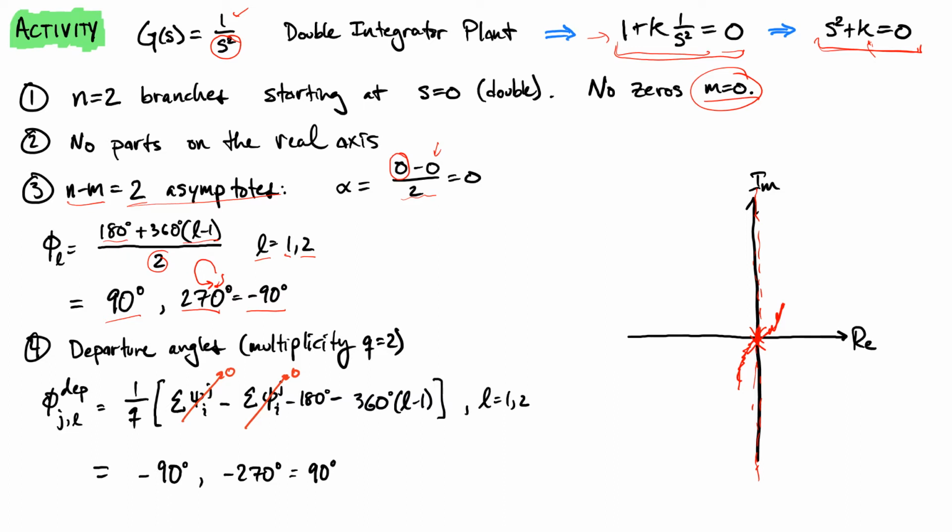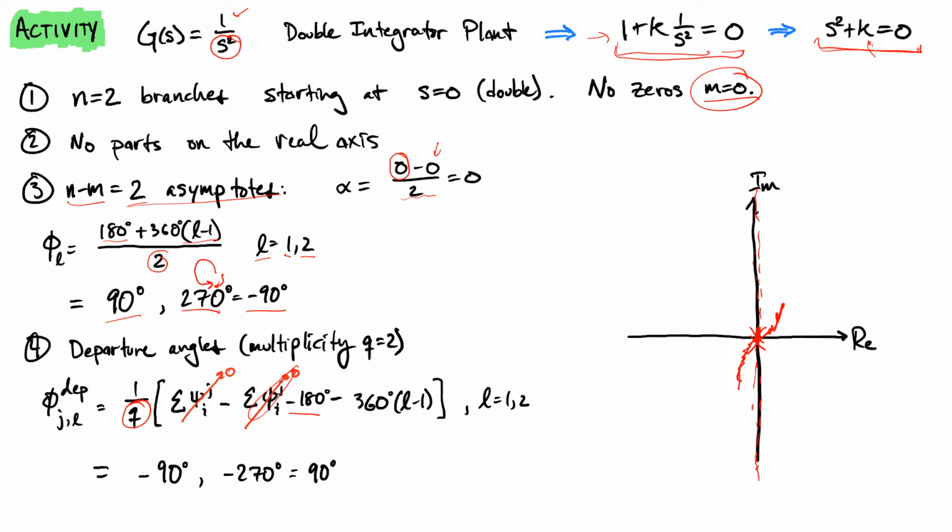So we can measure the departure angles of these poles, and this has multiplicity 2. So we have to use the formula that has the multiplicity, where Q here is equal to 2. And in this case, there are no other poles. Well, the other pole is the other 0 pole, and the angle to that is kind of defined as 0. So it's sitting on top of each other, so its angle is pointing at 0. And then there are no zeros, so this term is 0.